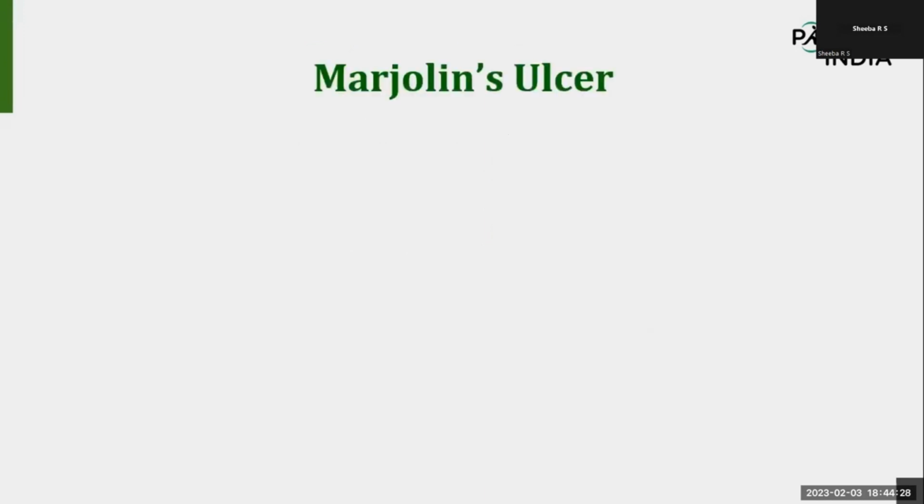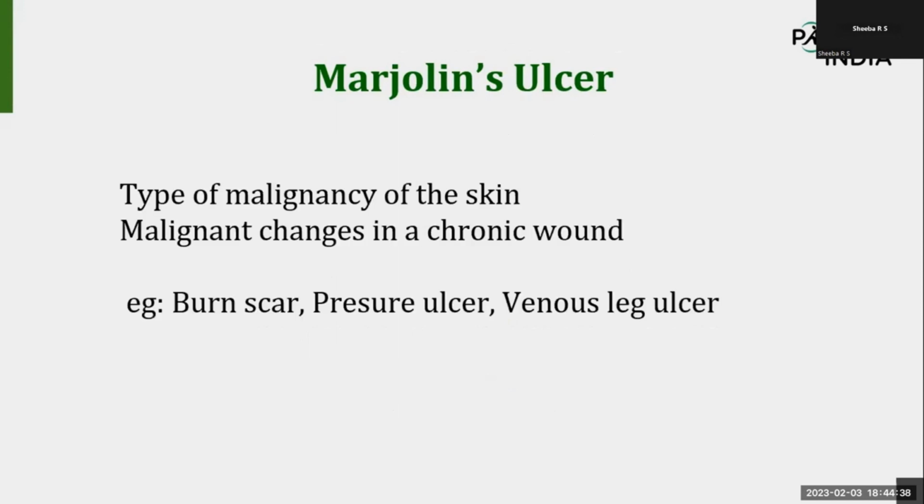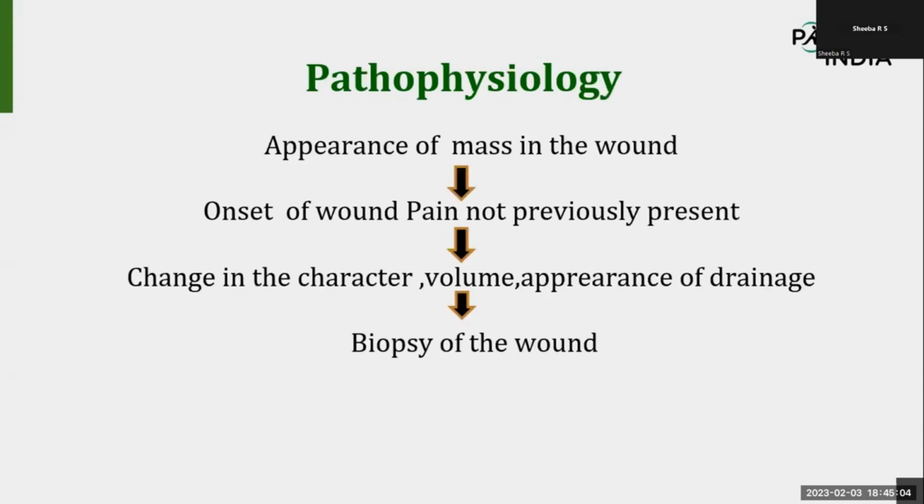I don't know how many of you have heard about or seen the Marjolin ulcer. Marjolin ulcer is a type of malignancy of the skin. It is a malignant change in a chronic wound, for example a burn scar ulcer, pressure ulcer, or venous leg ulcer. These chronic ulcers can develop into skin cancer. Most of the time, squamous cell carcinoma will be there.